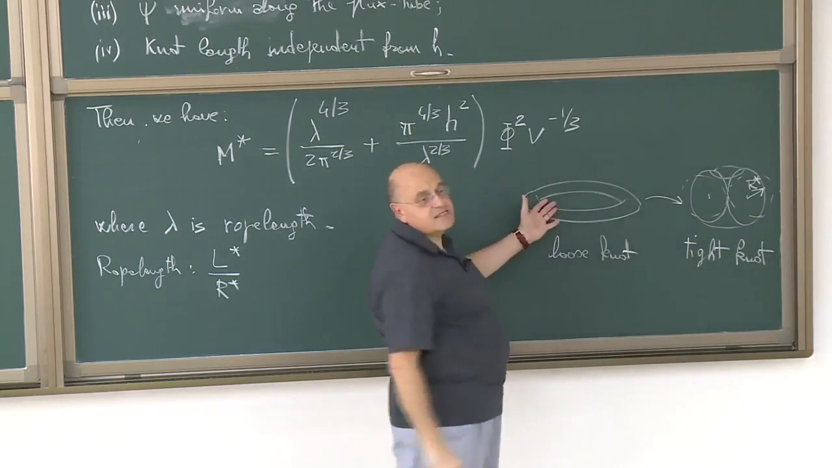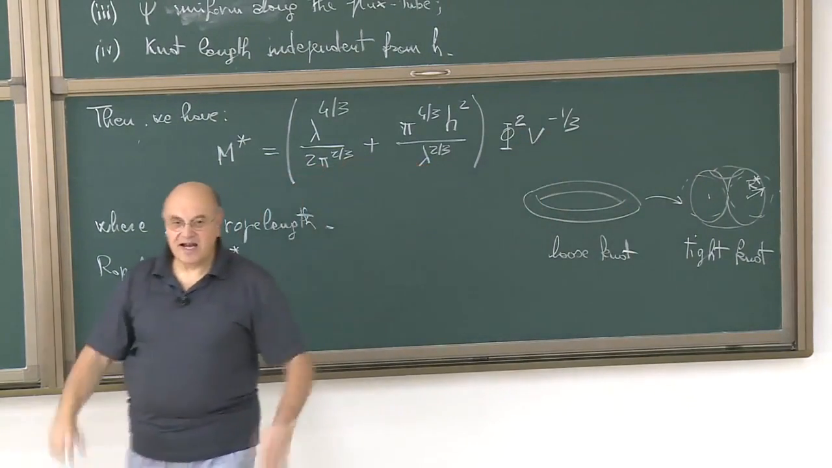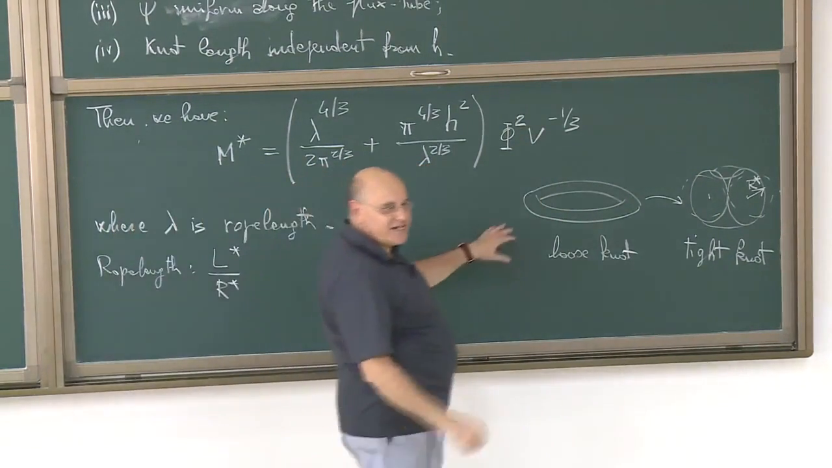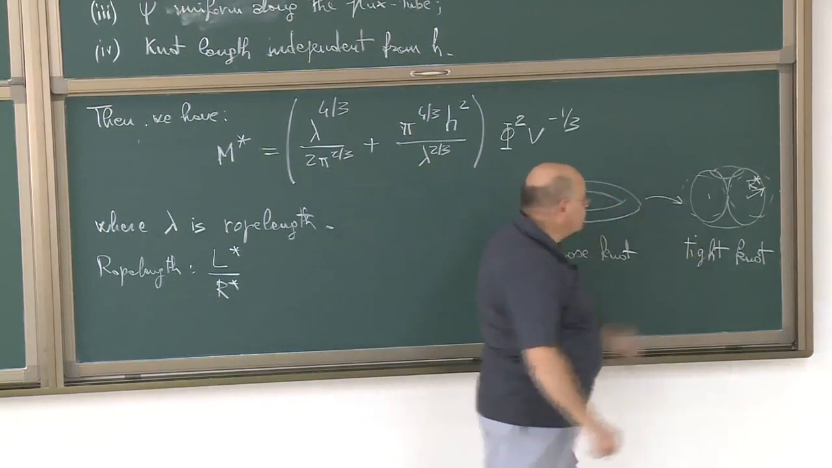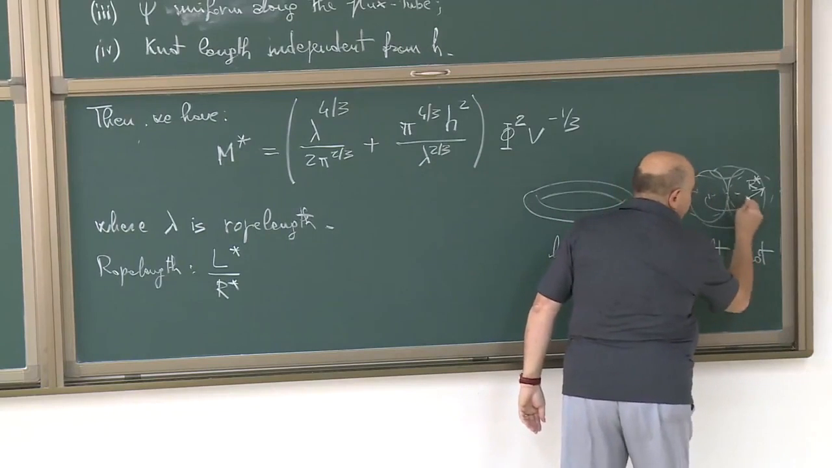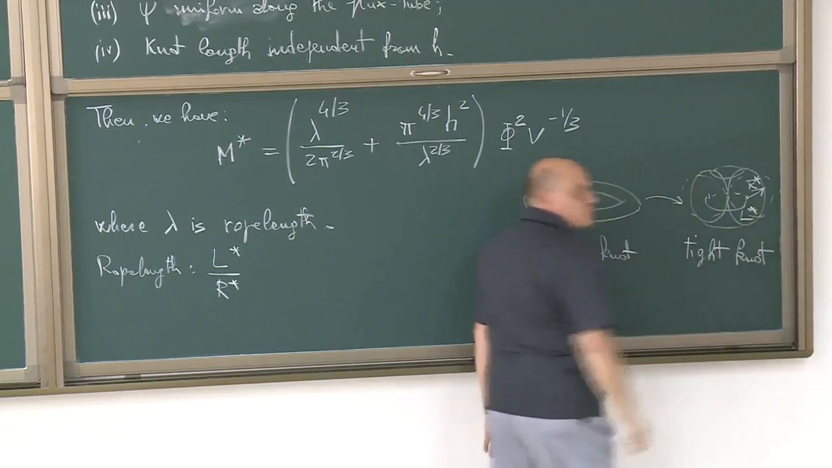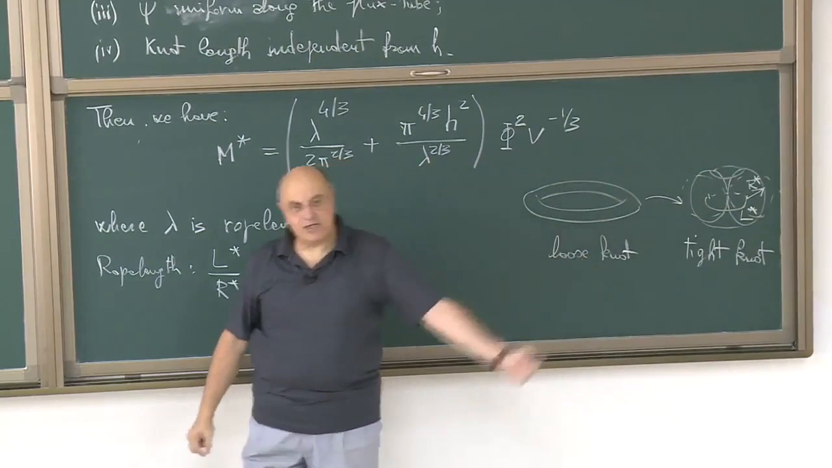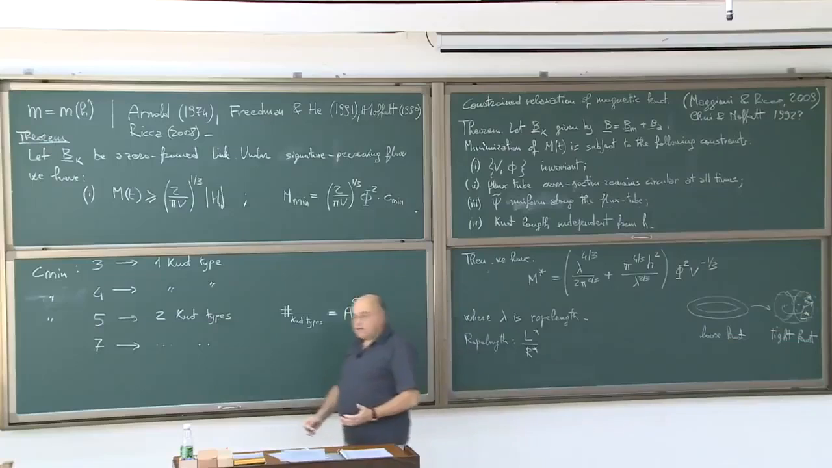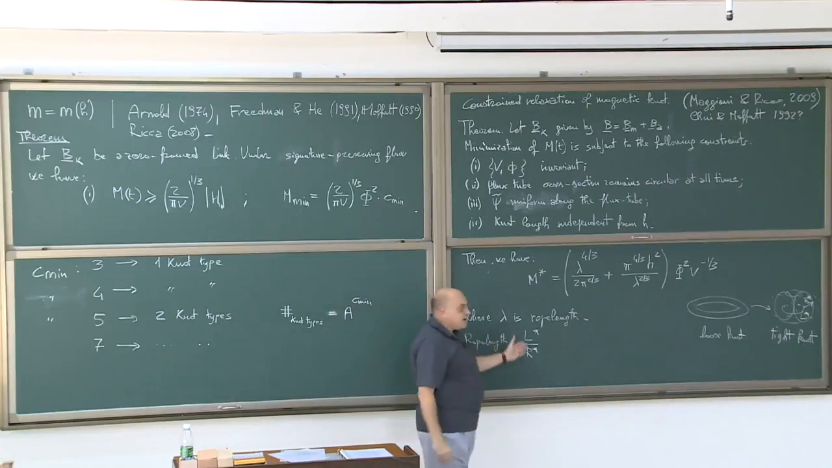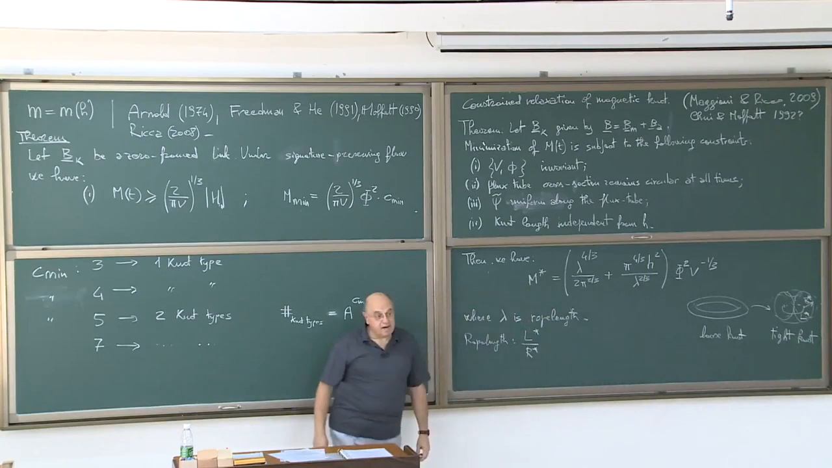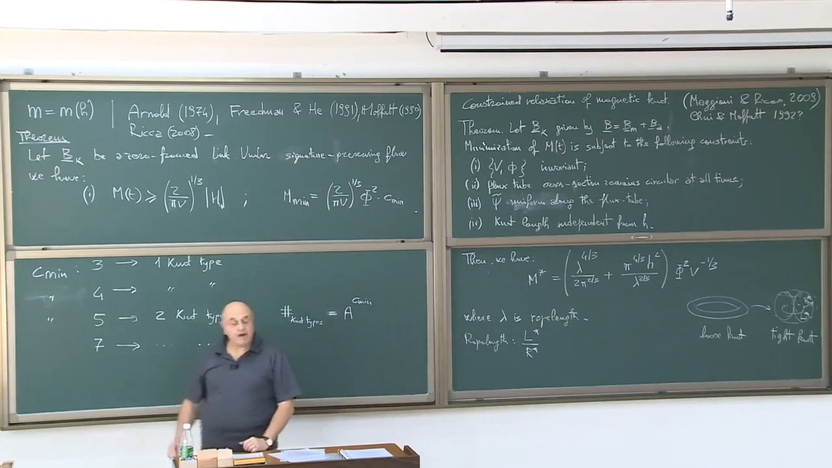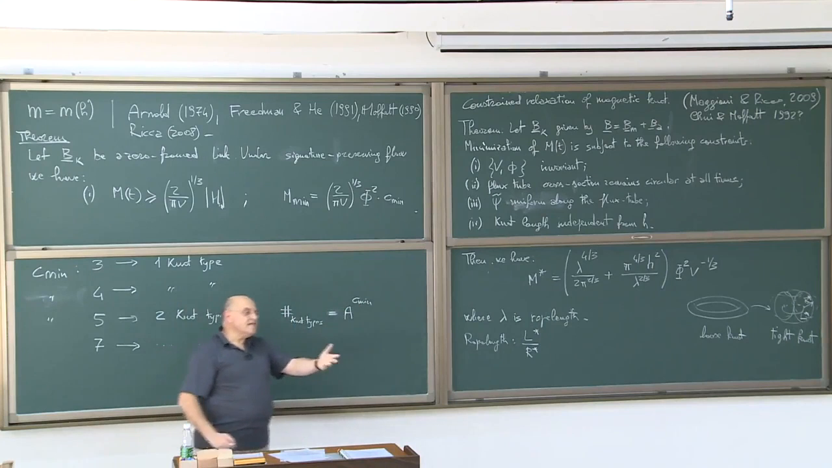In particular, this is the unknot. I'm playing with words a little bit. So this is the loose knot, and this is the tight knot, and the tight knot will have a total length in the tight configuration, which is minimal, and we take the minimal length divided by the maximal radius, and we define rope length. So rope length is a number, and actually a very powerful number. And you understand that it is useful.